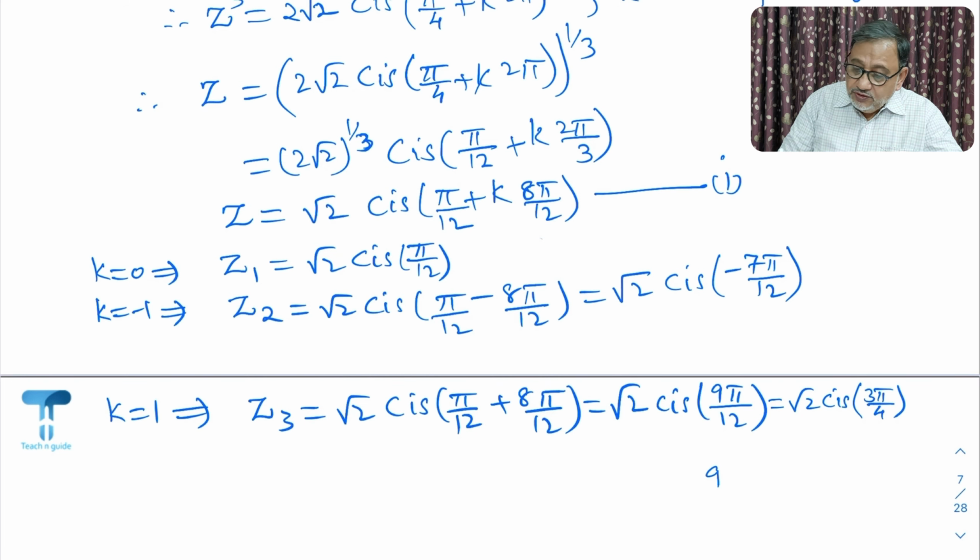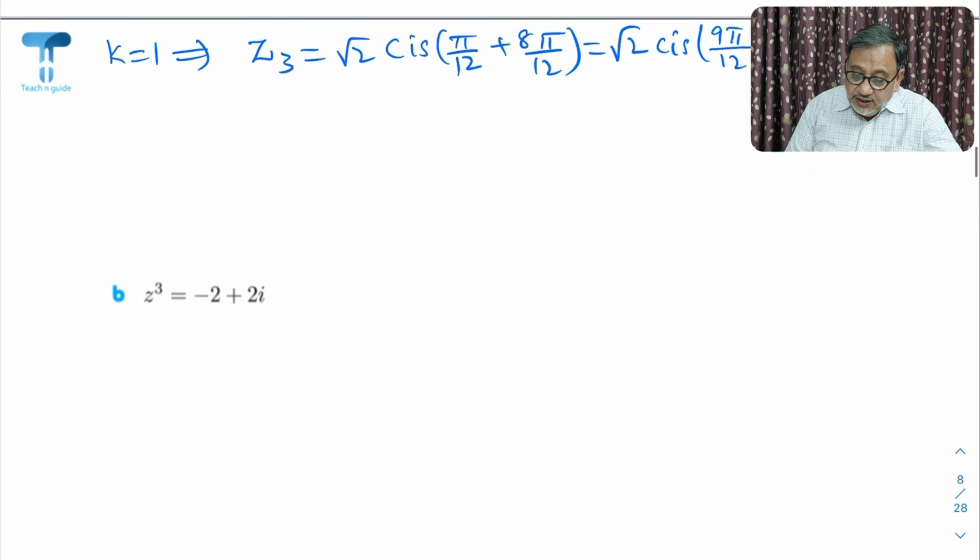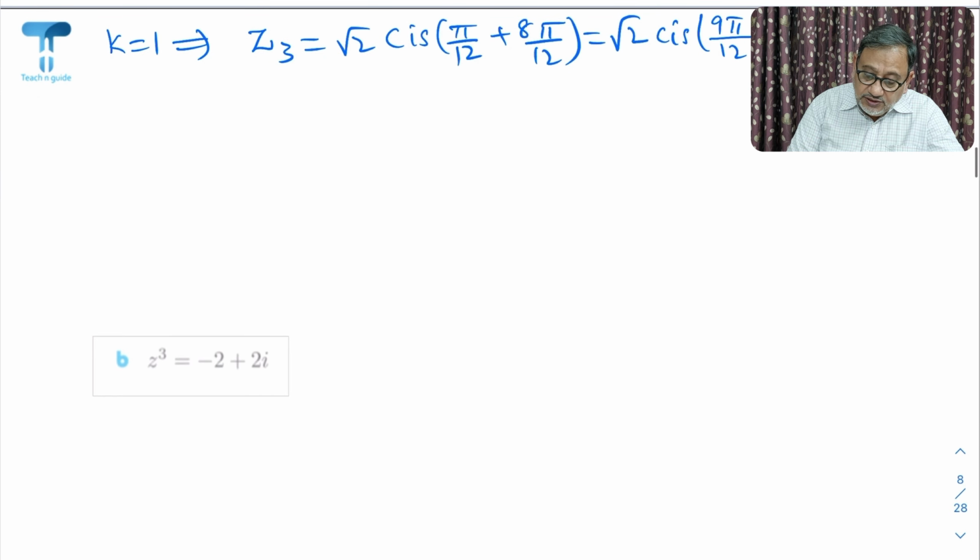And 3 pi by 4 you already know. 3 pi by 4 is in the second quadrant. So root 2 into minus 1 by root 2, right? And plus i 1 by root 2. So root 2 will cancel. Minus 1 plus i will be my third root. Okay. So now if you have to plot them, they are equally spaced. As I said, let me draw them and then I will start the next question.